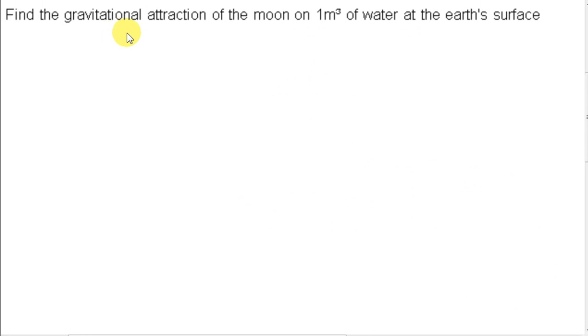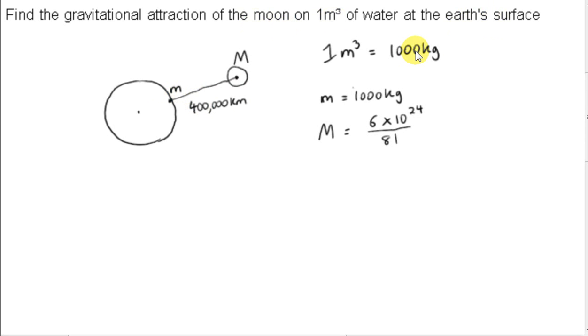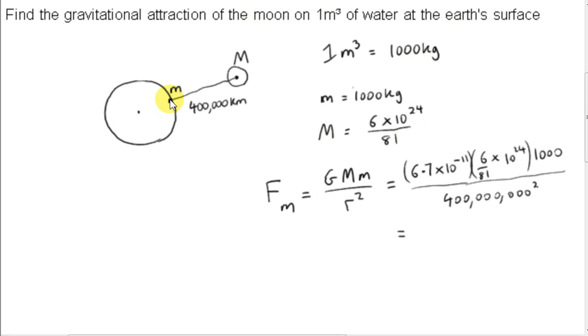The gravitational attraction of the moon on water at the Earth's surface is enough to move the tides. So we are going to get the gravitational attraction of the moon on 1 cubic meter of water at the Earth's surface. Now, 1 meter cubed of water has a mass of 1,000 kilograms. So that's our little m in the formula. Big M is the mass of the moon. It's the mass of the Earth divided by 81 actually. Now, the distance of the surface of the Earth to the center of the moon is about 400,000 kilometers, which is 400 million meters. Calculating this, we get 0.03 newtons.